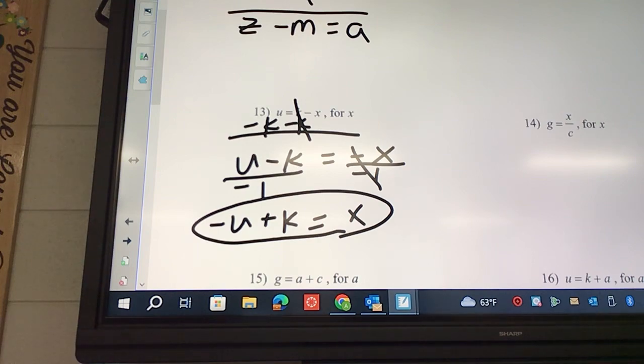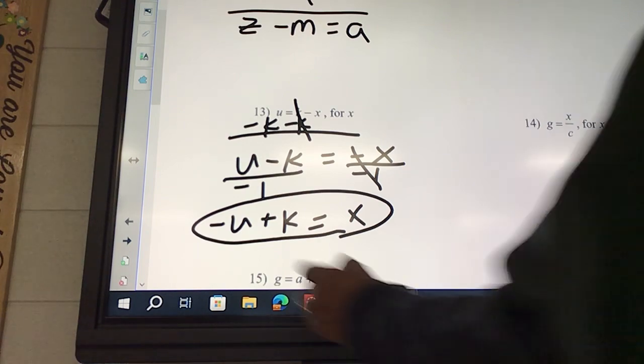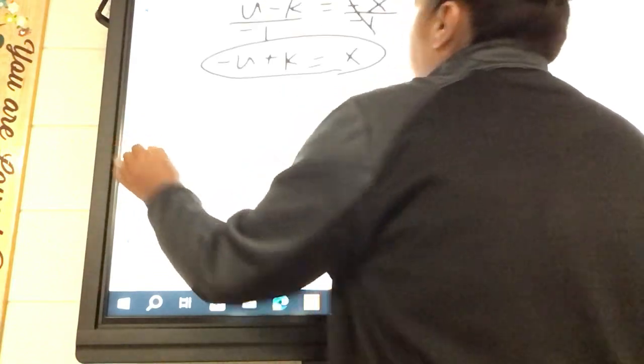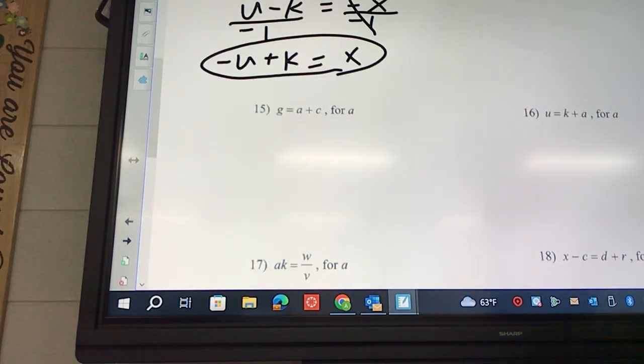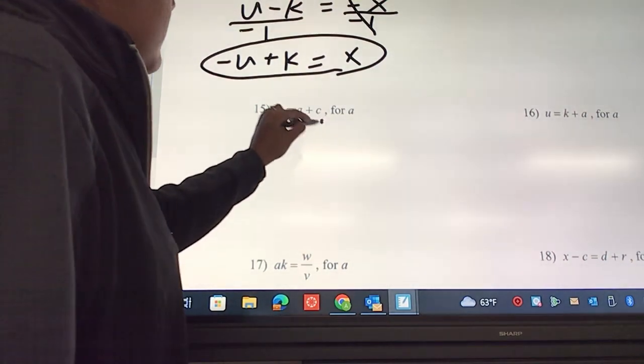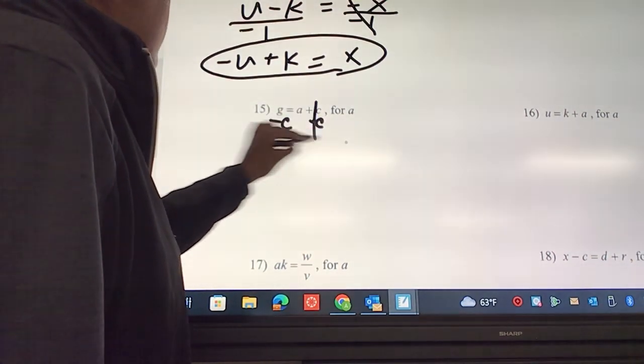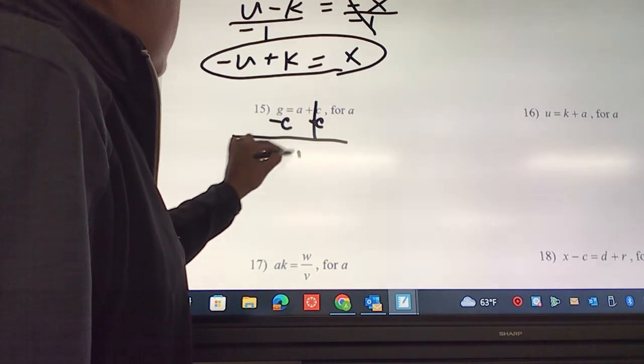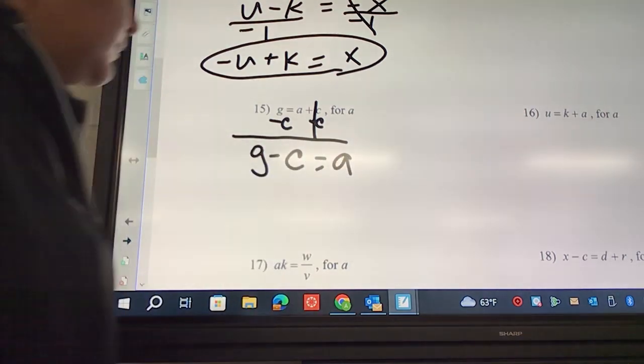Okay, 15, what does it say to solve for? Solve for a. So what needs moved? The c. How do I move a plus c? Minus c, minus c. So I got g minus c equals a.